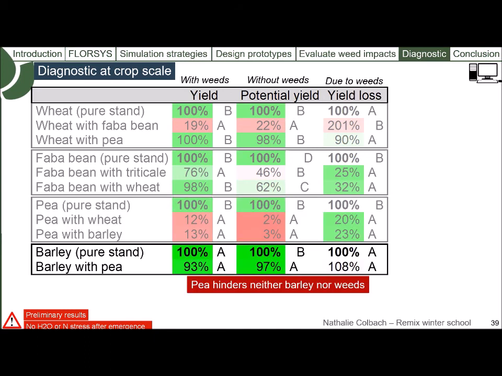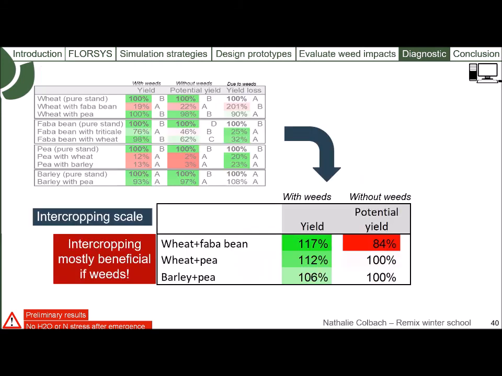This means that we have to continue our diagnostic. We first of all want to understand which crop traits optimize crop-crop interactions in the absence of any weeds. And then we want to identify crop traits that allow us to regulate weeds. And we also want to know which cropping techniques are best to control weeds.